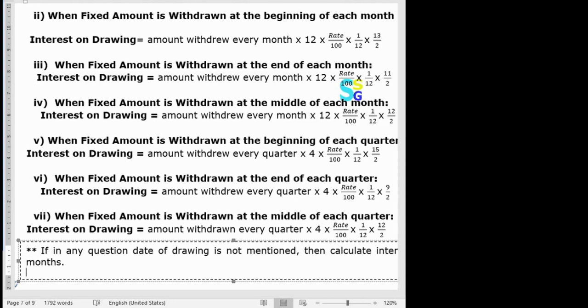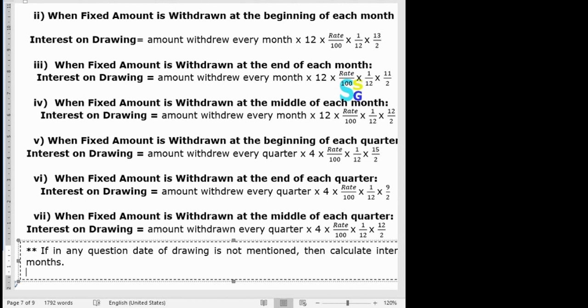So you have to pay the interest for January, February, March, April, May, June, July, August, September, October, November, and December. So how many months? 12 months. So you have to pay the interest for 12 long months. In the same way, the amount you have withdrawn on the 1st December, you have to pay the interest for how many months?